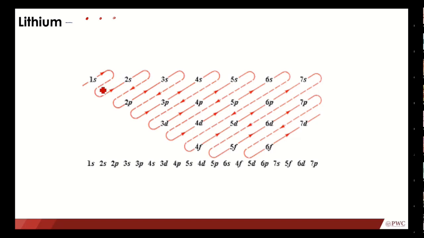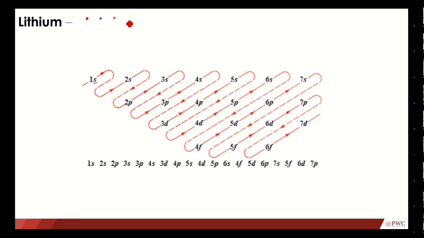So for the first energy level, we have 1 sublevel, that's the S sublevel. For the second energy level, we have 2 sublevels, the S and then the P sublevels. The third energy level is composed of 3 sublevels: the S, the P, and then the D sublevel. For the fourth energy level, we have 4 sublevels: the S, the P, D, and then the F sublevels. So again, these are the possible locations of the electrons.